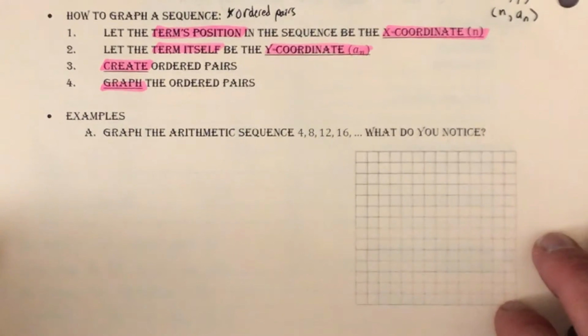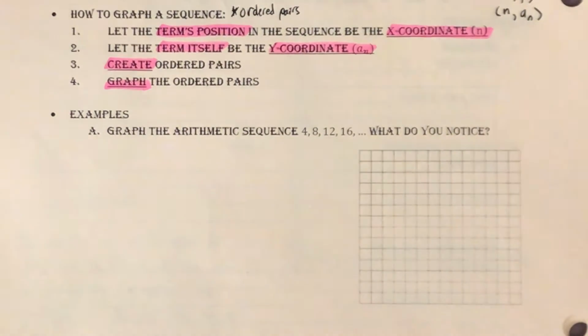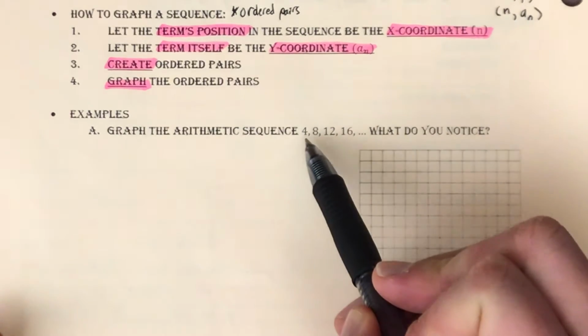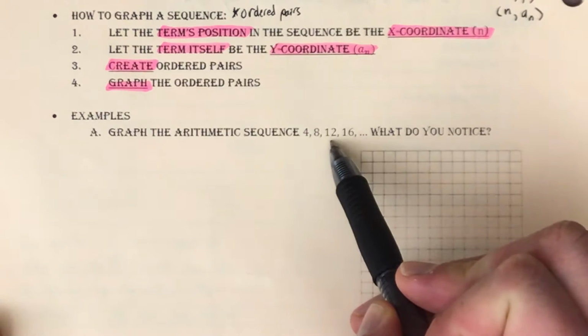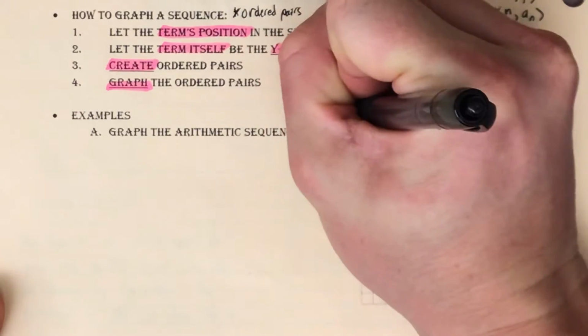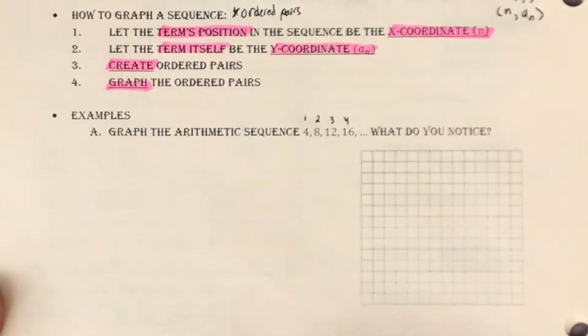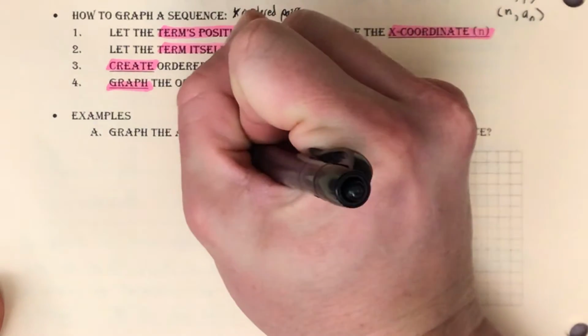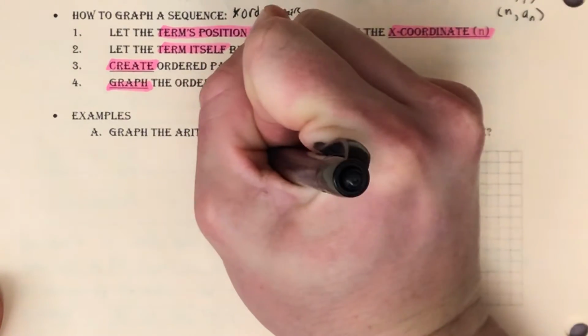I'm going to move this up a little bit so we can get it all on the paper. First thing I want to do, again, step 1, let the term's position in the sequence be the x-coordinate, so where it is in the sequence. 4 is the first term, 8 is the second term, 12 is the third term, 16 is the fourth term. Then let the term itself be the y-coordinate, and then we create the ordered pairs off of that. So again, this was the first term, second term, third term, fourth term. When I go to create those ordered pairs, remember, this is the n, a of n.